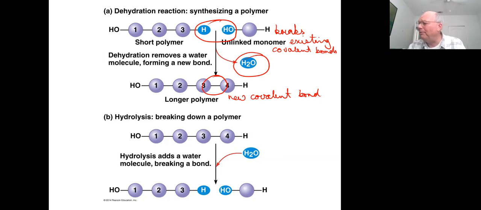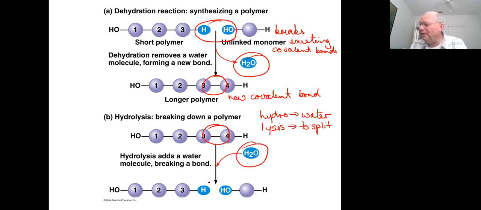And if we look at the two components, hydro refers to water, and lysis to split. So a hydrolysis reaction literally splits the covalent bond with water. So again, we're going to break existing covalent bonds. We're going to break this covalent bond, and we're going to break the covalent bond of the water molecule.